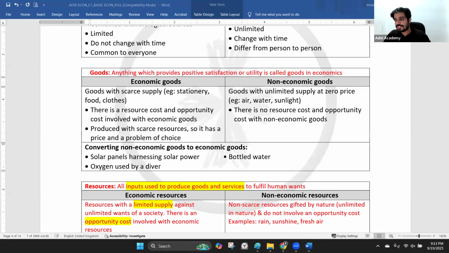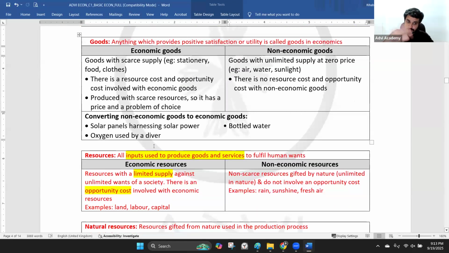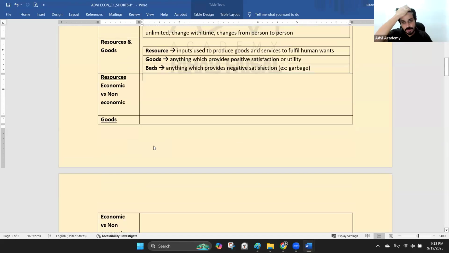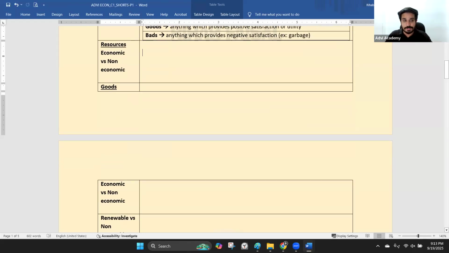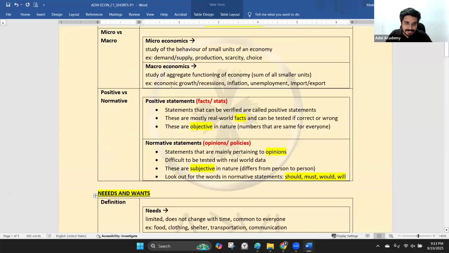Now, come back to that story of economic goods versus non-economic goods. As far as that definition is concerned, economic versus non-economic, this is what I want you to remember. Whether it's a resource or a good, resources also have economic resources versus non-economic resources, and goods also have economic goods versus non-economic goods.